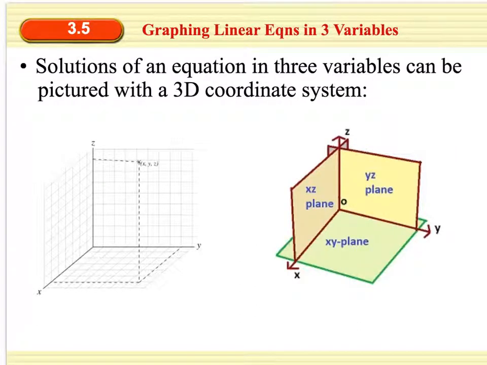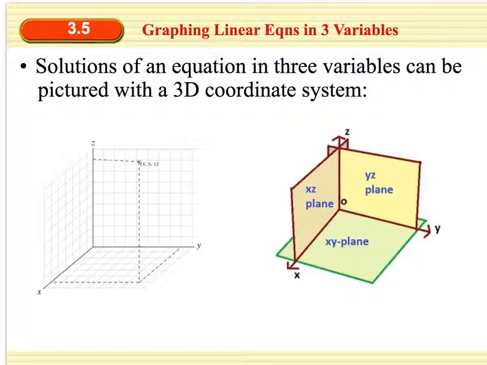Solutions of an equation in three variables can be pictured with what we call a 3D coordinate system. If you notice, a 3D coordinate system is going to have an x-axis, which is going to run along in this direction, a y-axis, which will run along this direction, and a z-axis, which is going to run in the vertical direction. And our coordinate points now will be represented with what we call an ordered triple.